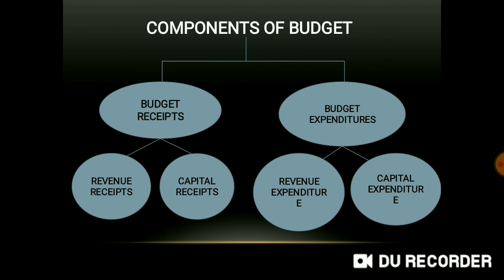The budget has two parts. One is the revenue, that is the income of the government, and another is the expenditure. The revenue or the income has again two parts, that is revenue receipts and the capital receipts. Similarly, the expenditure has two components, that is revenue expenditure and the capital expenditure.